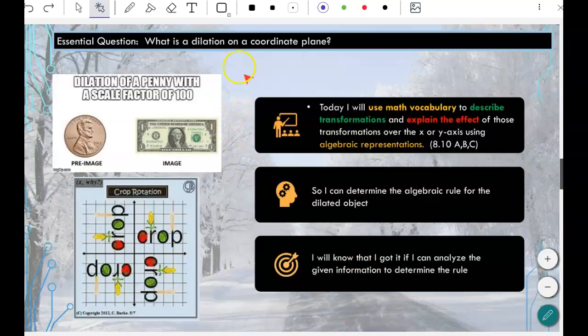So our essential question is, what is a dilation on a coordinate plane? Today, I will use math vocabulary to describe transformations and explain the effect of those transformations over the x or y axis using algebraic representation so that I can determine the algebraic rule for the dilated object. I will know that I got it if I can analyze the given information to determine the rule.